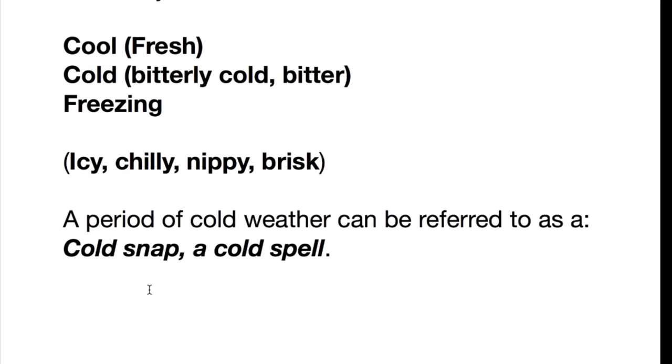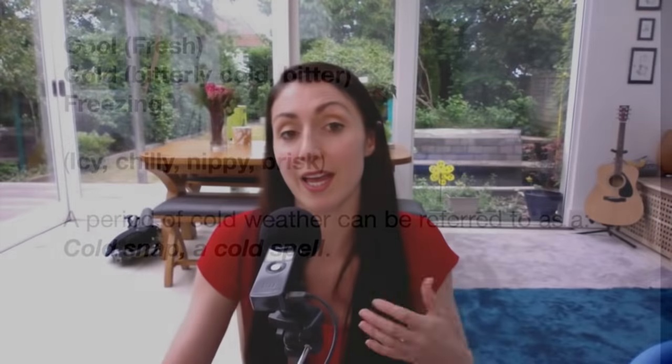a cold spell. So if it's been, for example, this time last year, we had a heat wave, which is a length of time where it's above average temperature. So it's warm for a long period, maybe a week or 2 weeks or longer. This time last year, we were having a horrendous heat wave. But this year, we've had a bit of a cold snap. So it's been uncharacteristically cold for this time of year.